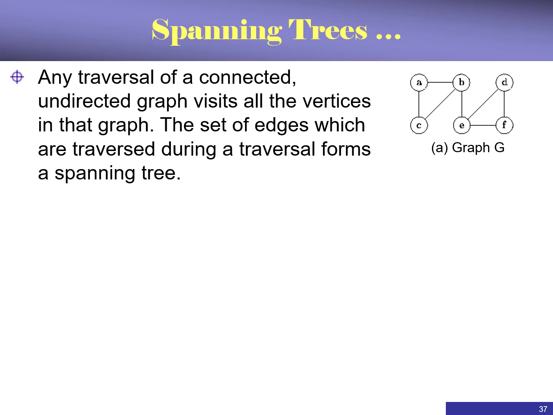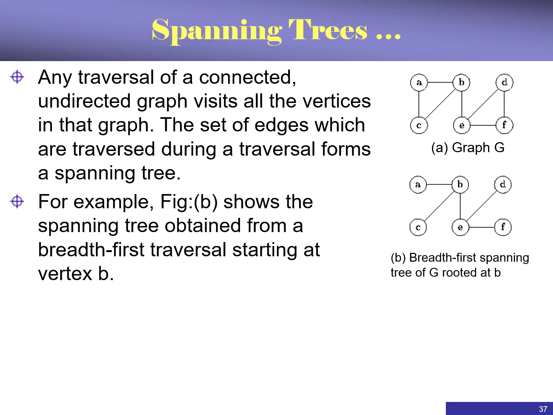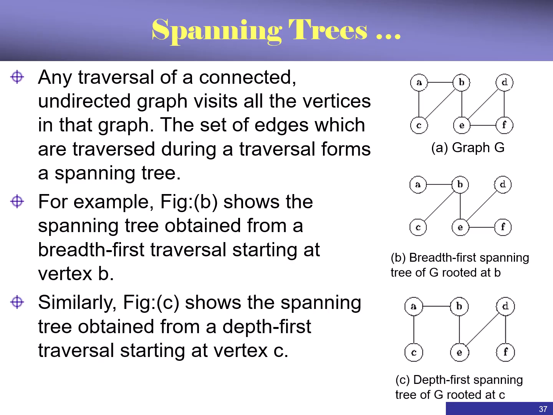So we will have a spanning tree, but the idea is this is the spanning tree given in the next figure. It's derived from breadth first traversal starting from the vertex B. So when you start from the vertex B, what is the traversal? Breadth first traversal from B to A, B to C, B to E, E to D and F. Or if you want to try the depth first traversal starting from C, you get the spanning tree like this.